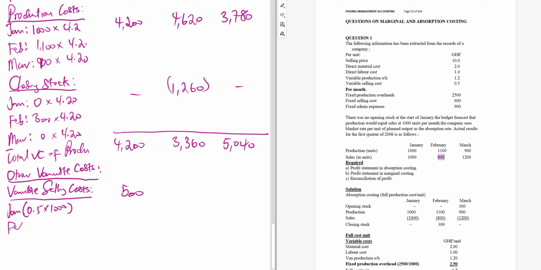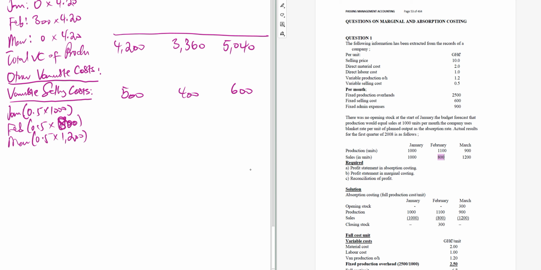We come to February, that's 0.5 per unit, but we produced 1,001 in that period. Sorry, that one is based on sales. We sold 800, so that is 400. Then March, we sold 1,002, half of that, 0.5 per unit, and that gives us 600. Now when we put this together, we get our total variable cost.